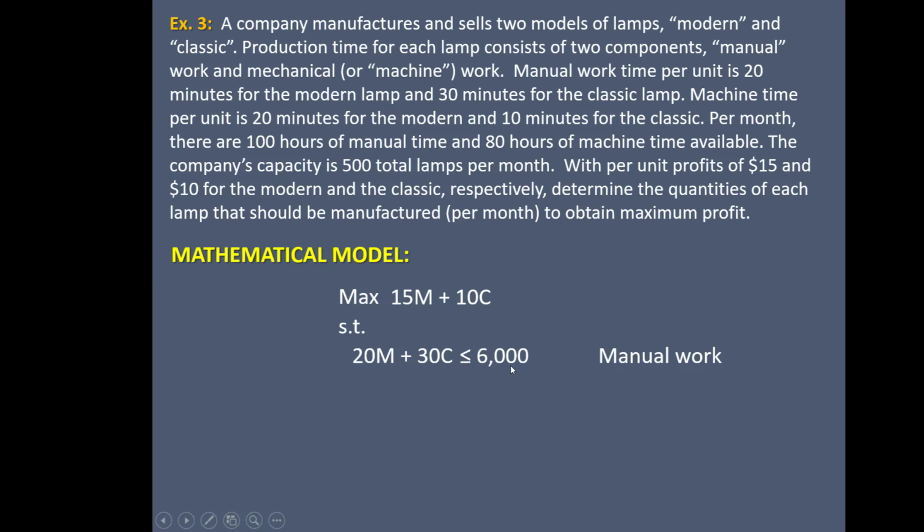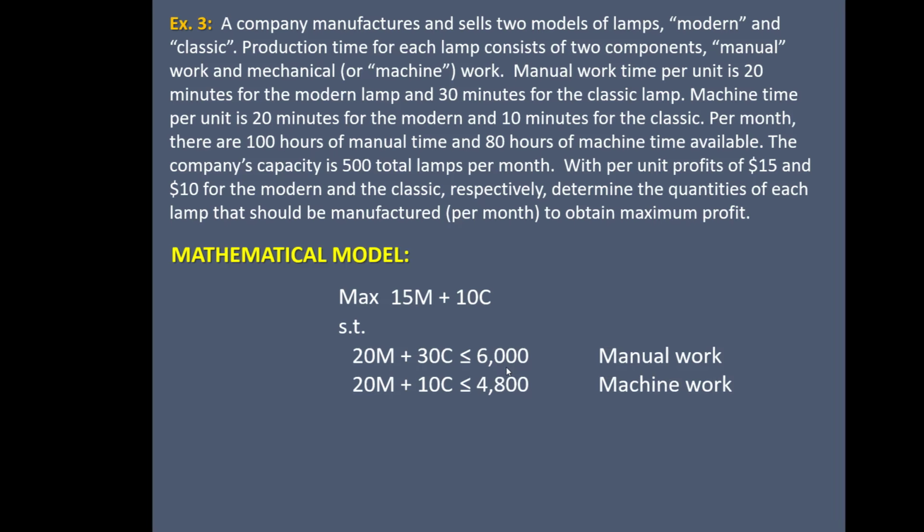There would have been no issue if I had preferred to express this in hours. So 20 minutes is a third of an hour, or I could express it in decimal form. I could add 1/3 m. 30 minutes is half an hour. So 1/3 m plus 1/2 c is equal to 100. As long as I'm consistent within this constraint, everything is okay.